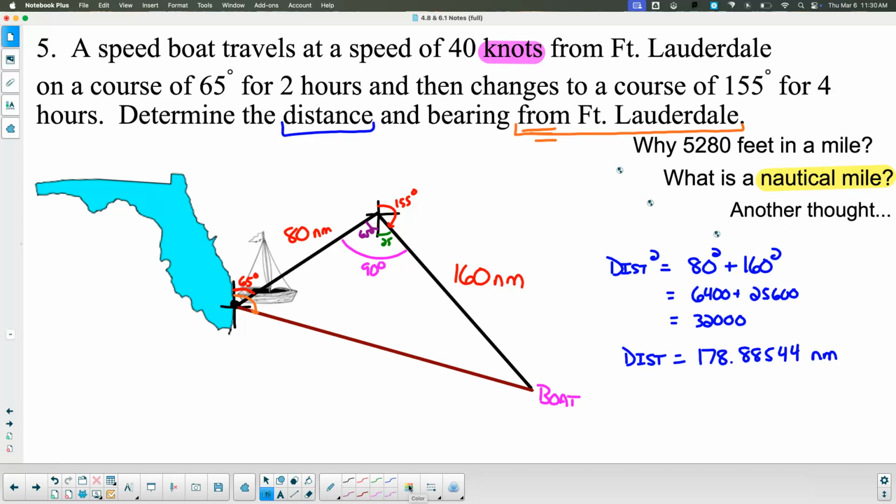And what would that get me? But which angle would that get me? That would be inside. Since we've got a right triangle, we can find the inverse tangent of this angle right here. Yeah. Because then we can add 65 to it. I like where your head's at. Yep. Okay.